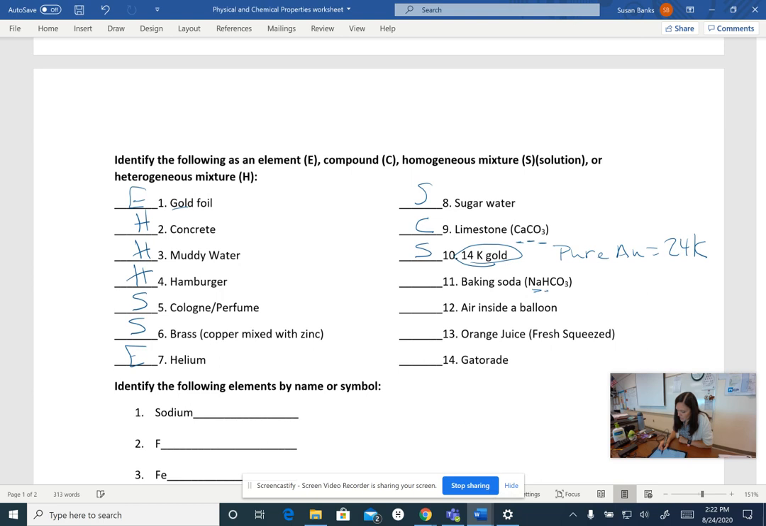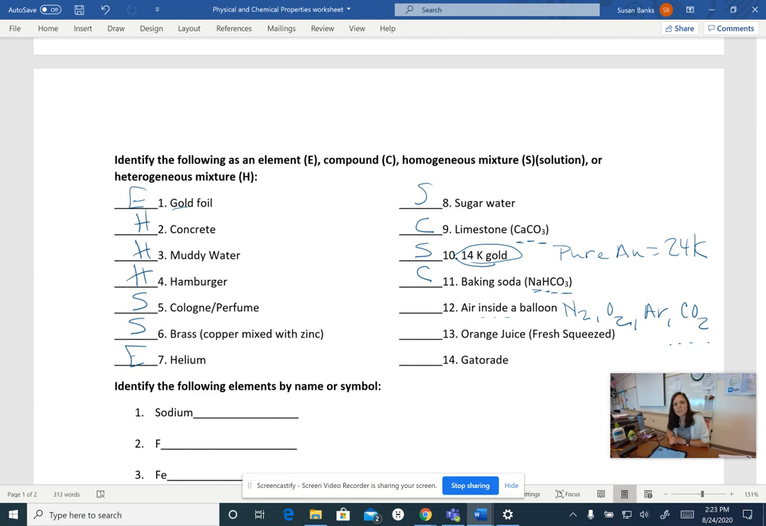Baking soda. Ooh, I've got sodium, hydrogen, carbon, and oxygen. So sodium bicarbonate. You might have noticed that on your baking soda label, it is sodium bicarbonate. We have a pure substance, but it's got several types of atoms in there, so that is a compound. Air inside a balloon. Let's think about air. What makes up air? We've got nitrogen, we've got oxygen, we've got some argon, we've got some carbon dioxide, and various other trace things. They're all mixed together uniformly.